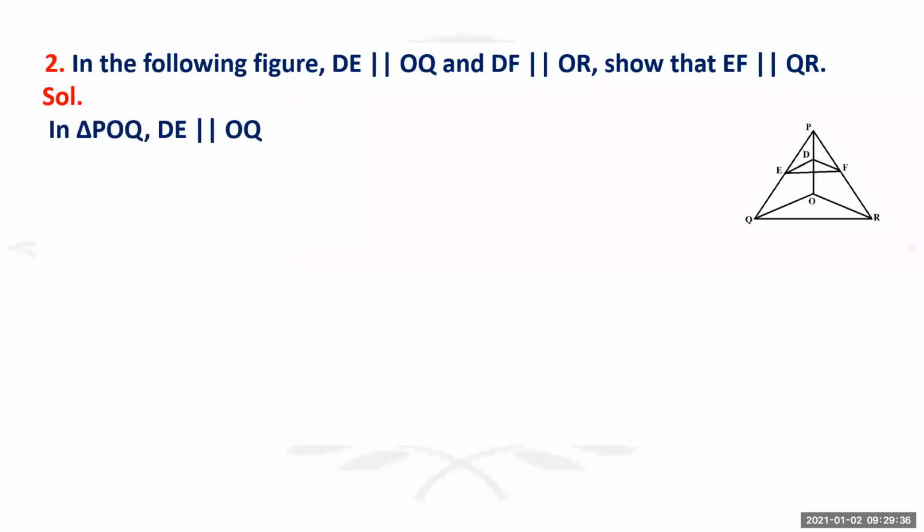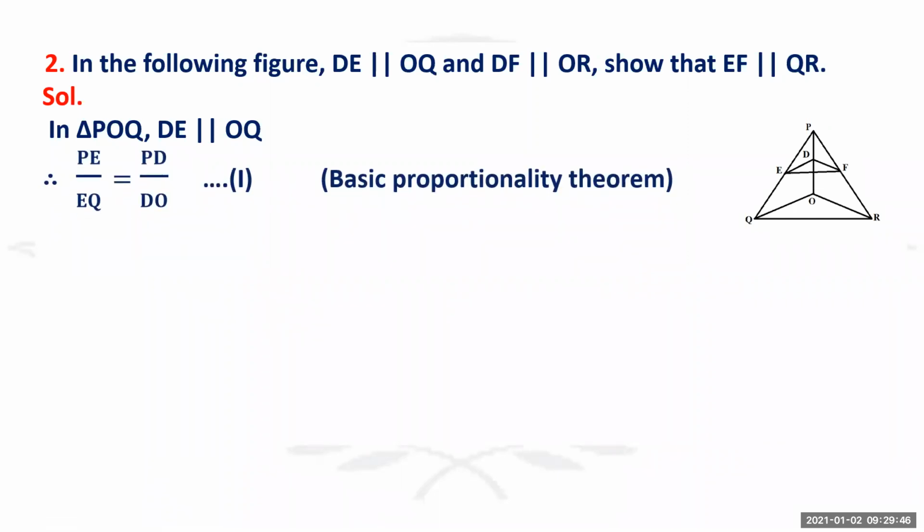Let's move ahead with the solution. Now, in triangle POQ, DE is parallel to OQ. This is already given to us. So we'll get the ratios of the sides equal. So you'll get PE upon EQ equals PD upon DO. Use this as statement number 1. This is by application of the basic proportionality theorem.